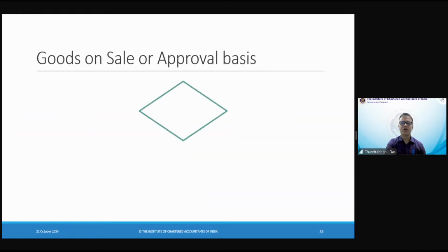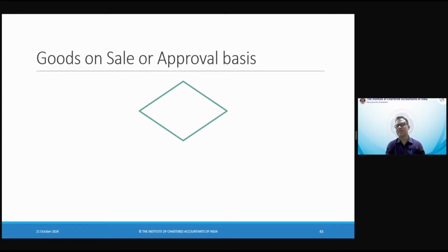Now coming to goods on sale or approval basis. When goods are on a sale or approval basis, what happens? Normally, you send the goods to the customer. This is a different type of sale. The customer takes the goods but examines them. He may keep everything, or send everything back, or keep some and send some back. It is done in parts: either he sends something back, or he totally rejects every good, or he takes everything.